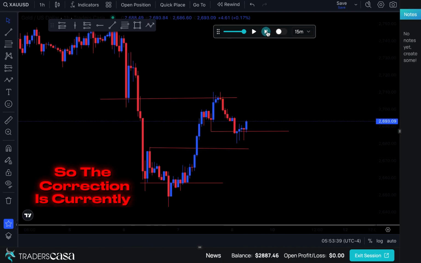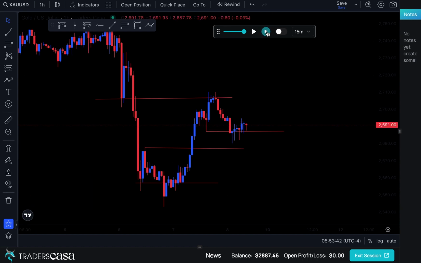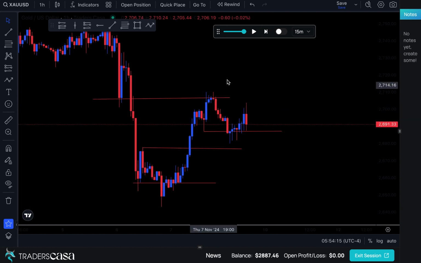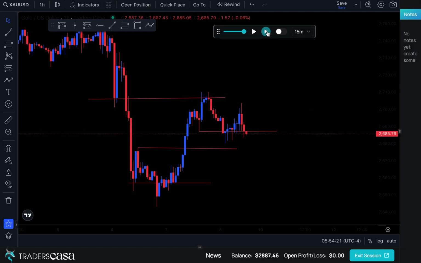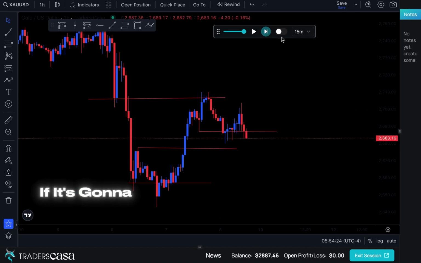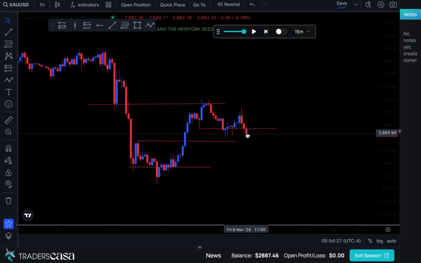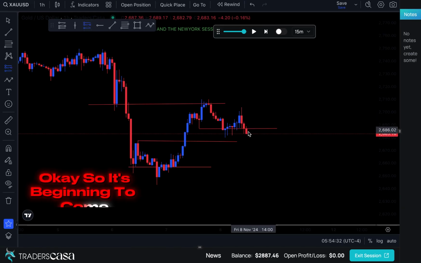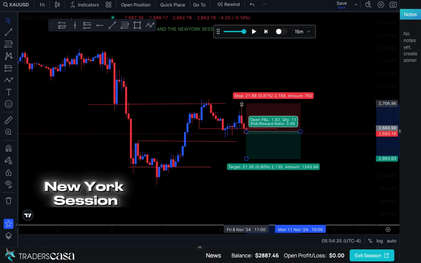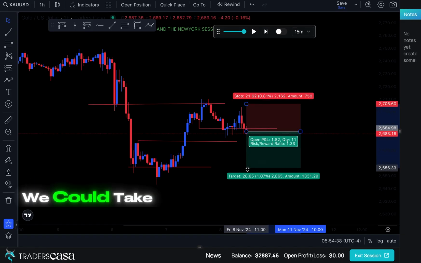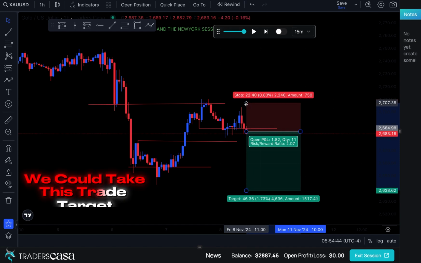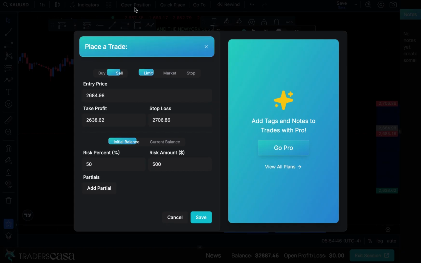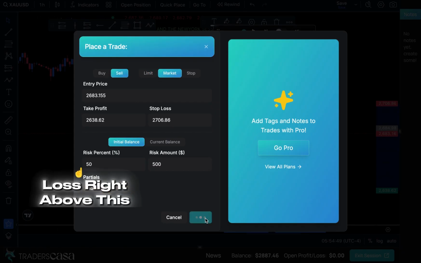So the correction is currently happening, and this is the candle. Let's see if that candle is going to close outside it. So let's see if it's going to close outside. Okay, so it's beginning to come outside, and this is during New York session, so we could take this trade. Target 1 is 2, so with our stop loss right above this high.